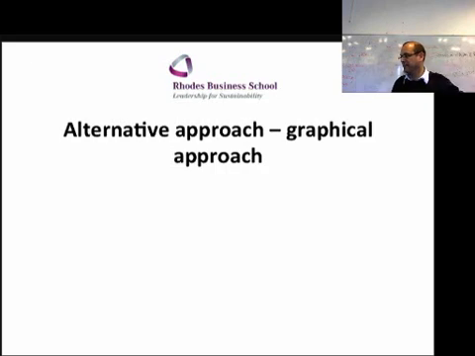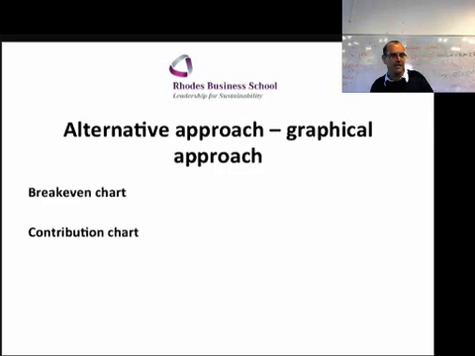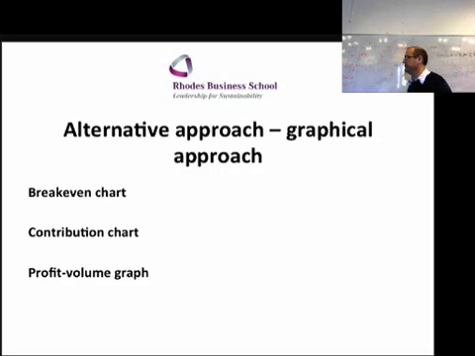And this is, once again, I've taken you through a more mathematical or formulaic approach where we had NP equals that one and the contribution margin formula. There is another way of doing CVP analysis, and that's using a graphical approach. Specifically, there are 3 different graphs that we can use to do this analysis. Those are a break-even chart, a contribution chart, and a profit volume chart.